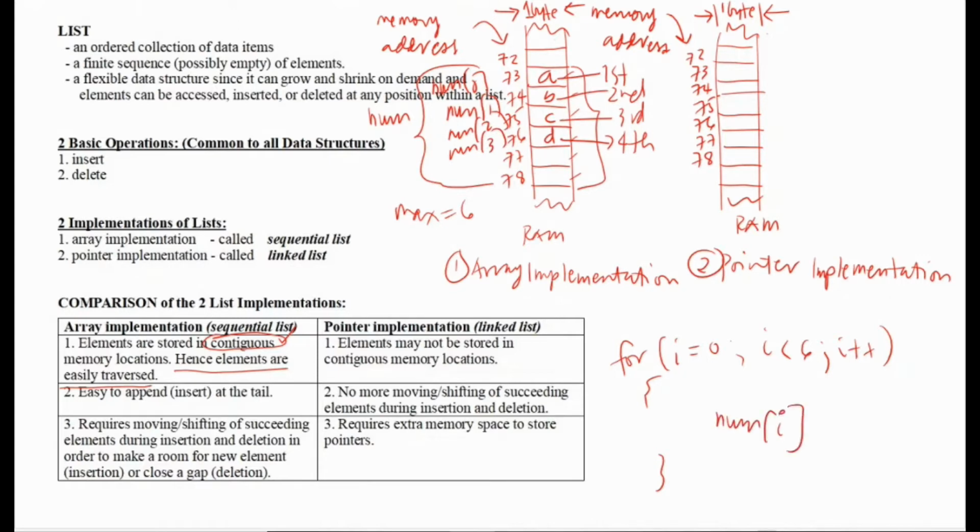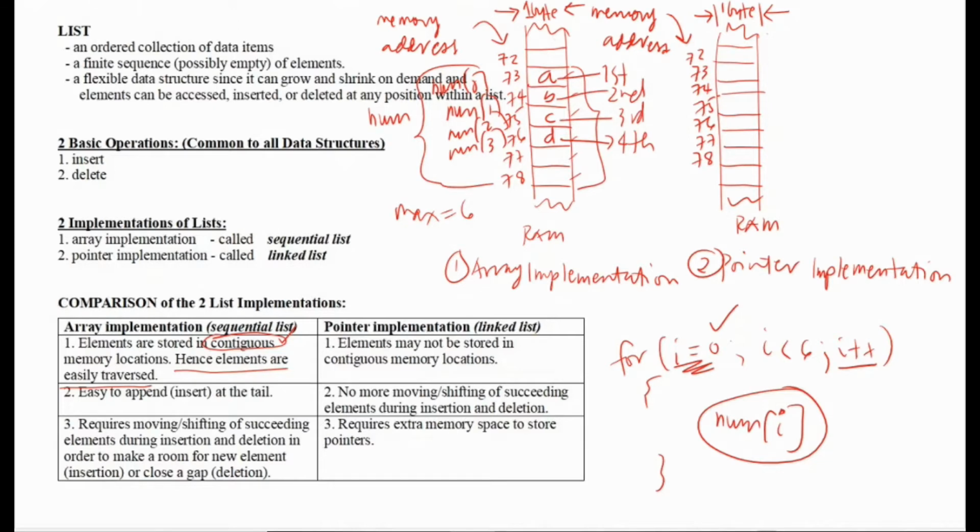You could easily traverse the whole array structure from the first element. On the first iteration when i is equal to 0, this is num[0], and that's how you access the first element. When i is incremented, on the second iteration, you access num[1]. And on the third, you access num[2], and so on.